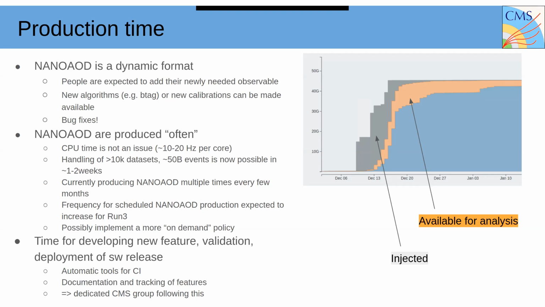Now the idea is that the frequency of that still is expected to increase for the future, and perhaps we want to have some more on-demand policy than some scheduled time. But we see at least no showstopper from the technical side. The other problem is a bit more sociological, is the time that is needed to develop new features, to validate them, to agree on what are the features that are a must for a given campaign. And for these, we are setting up various tools for continuous integration, and we have a dedicated group following basically these in CMS.